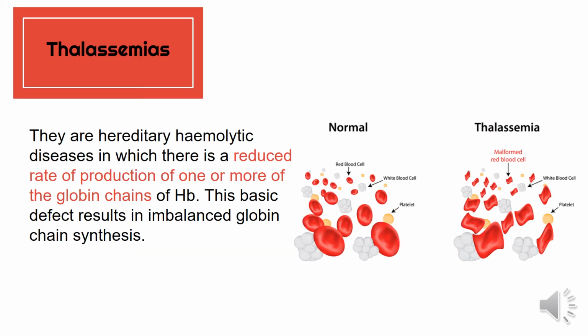So let's discuss now the quantitative abnormalities of hemoglobin, which are known as thalassemias. Thalassemias are hereditary hemolytic diseases in which there is a reduced rate of production of one or more of the globin chains of hemoglobin. This basic defect results in imbalanced globin chain synthesis. So in thalassemias, you would have either more alpha than beta or more beta than alpha.